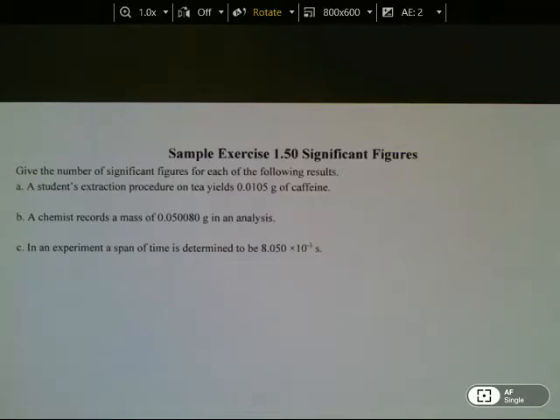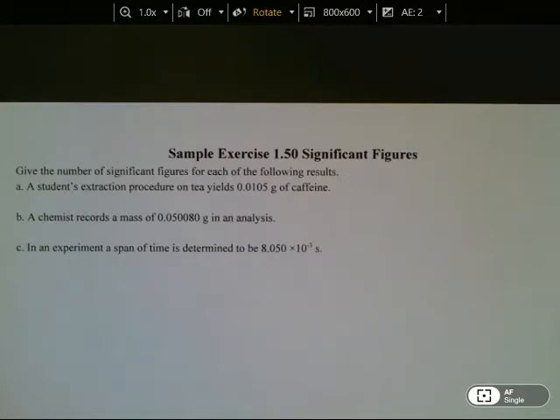All right, AP, let's look at a few sample problems for significant figures. Give the number of significant figures for each of the following results. A, a student's extraction procedure yields 0.0105 grams of caffeine. B, a chemist records a mass of 0.050080 grams in an analysis.